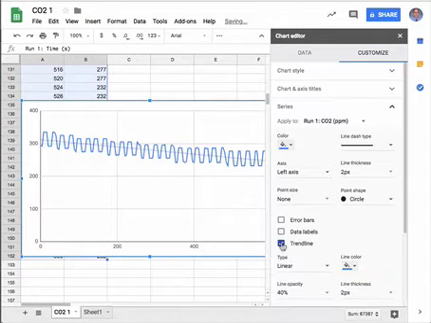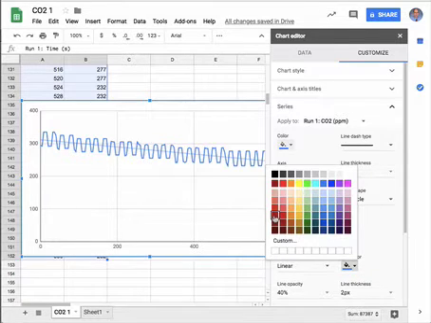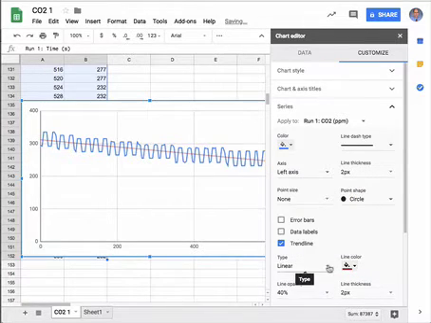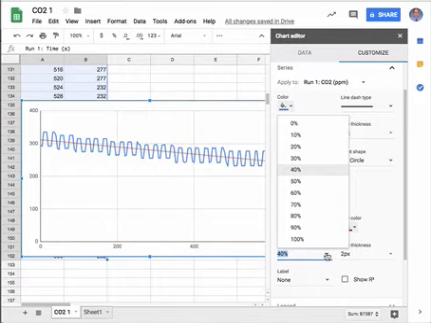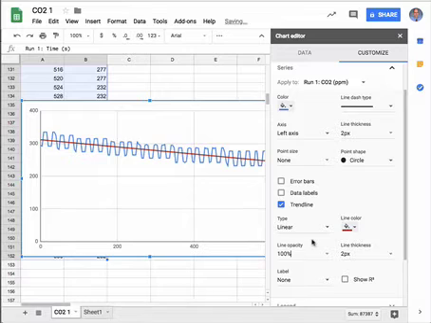Kazam! Look at that. Ooh, look at that line. That line is kind of faint. It's red. Its opacity is 40. I'm going to make it a little thicker than that, so it's 100. Look, that's a beautiful line.